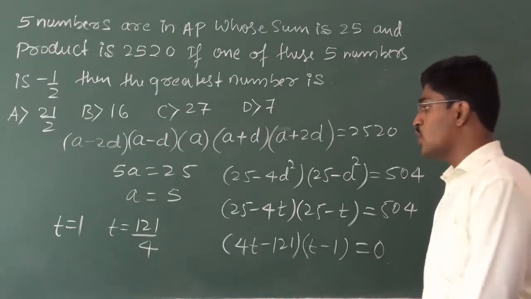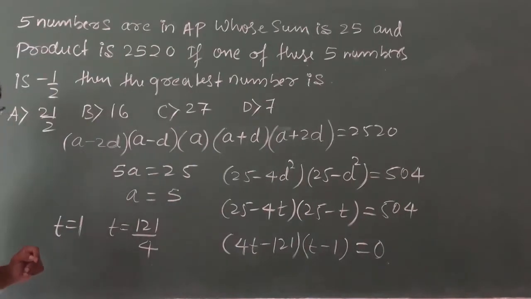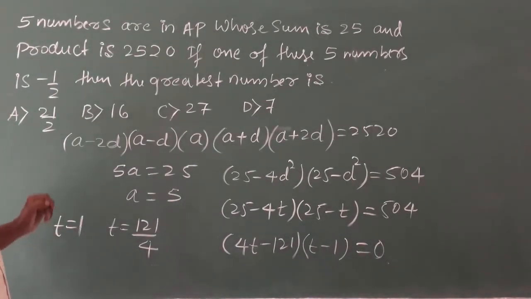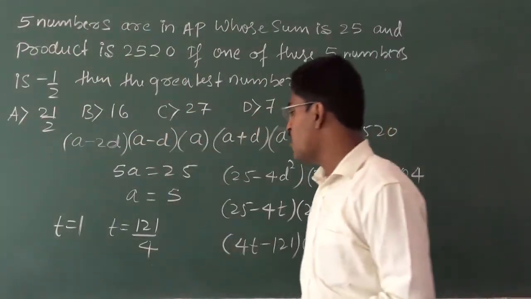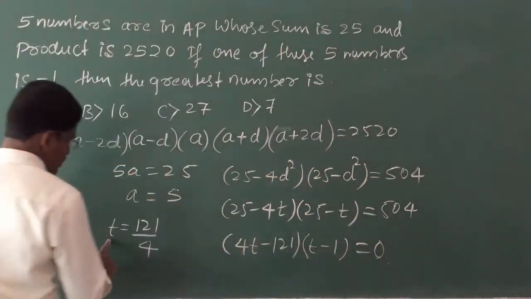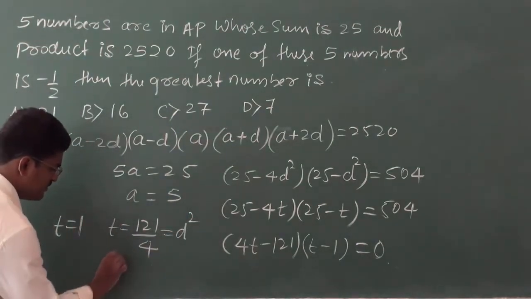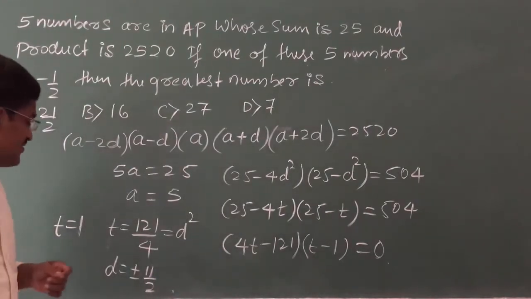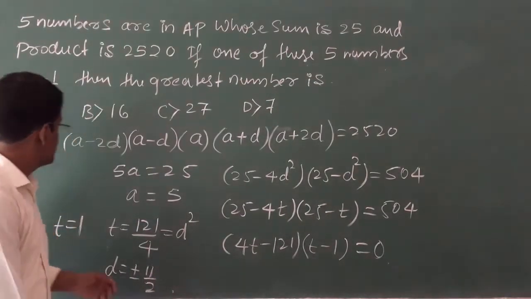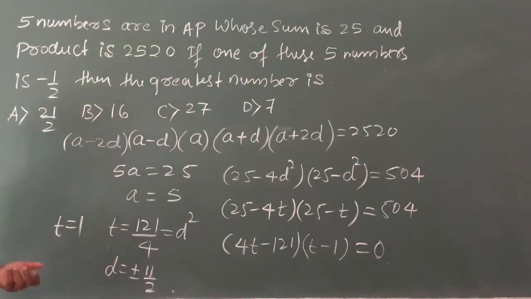Clear? One of the numbers is minus 1 by 2, that is in fraction form, so all the 5 numbers can be fractions, or any real number. For that, t is d square. So d will be equal to plus or minus 11 by 2. From this you can put it in and calculate the 5 numbers.